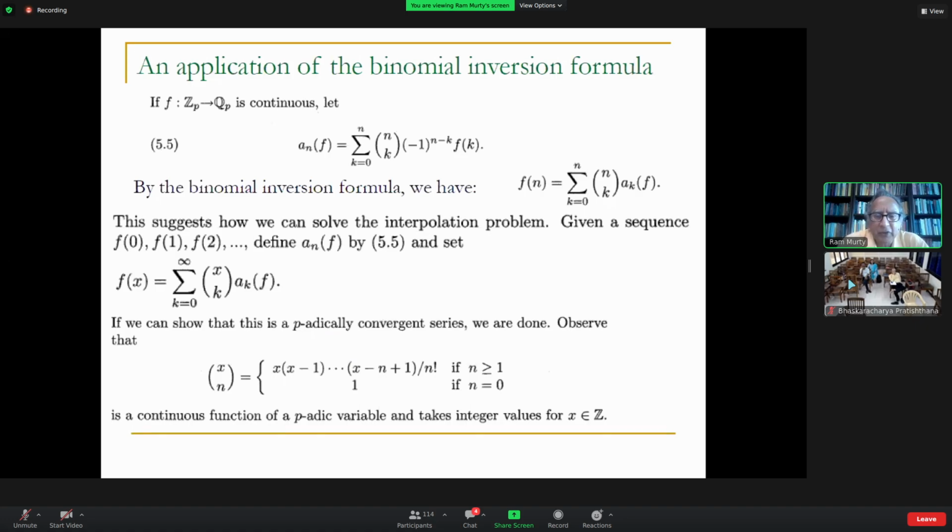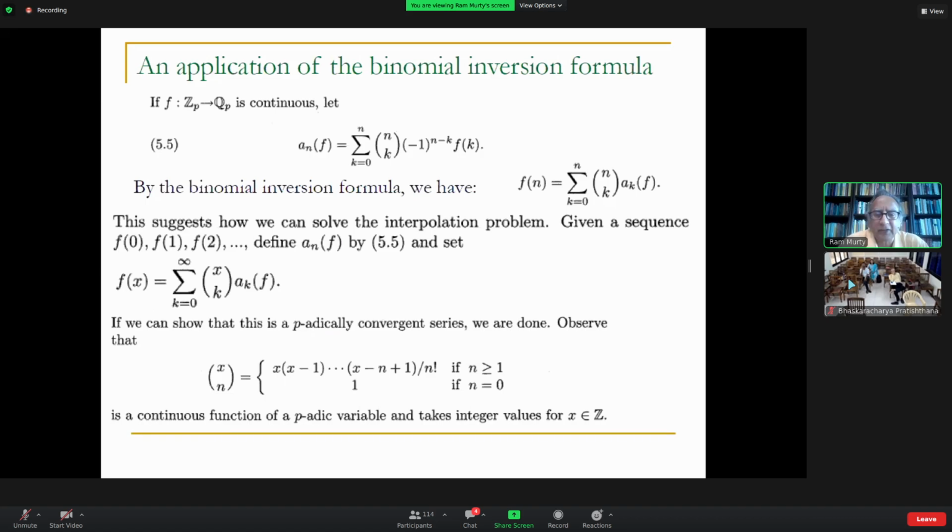Observe that x choose n, when I keep writing x choose n, it's a binomial coefficient, but if it's thought of as a binomial coefficient, you may be stuck with x being an integer, but it doesn't have to be, because the binomial coefficient can be written as x times x minus 1 up to x minus n plus 1, over n factorial, and the numerator makes sense for any real number.